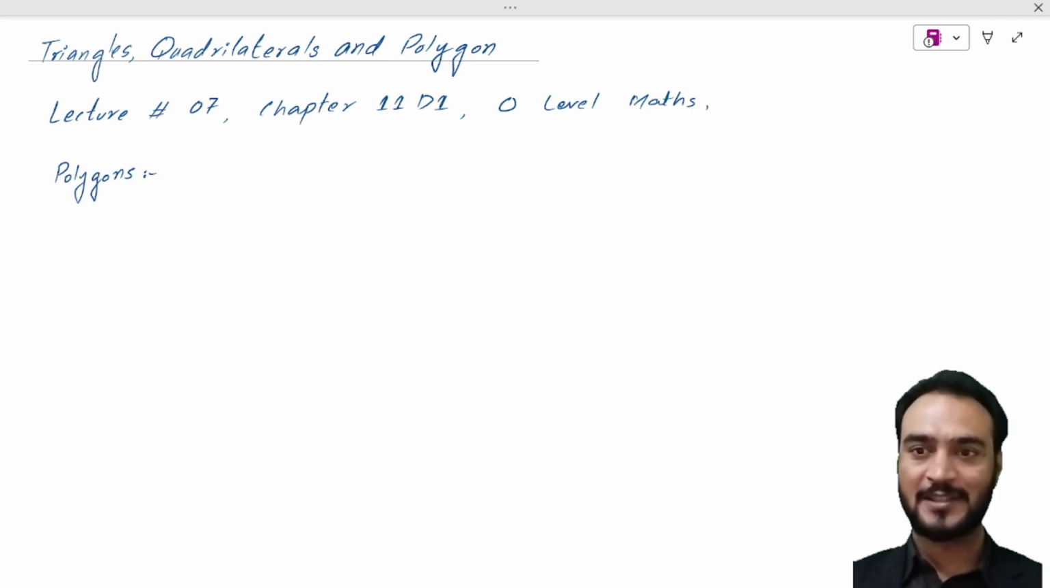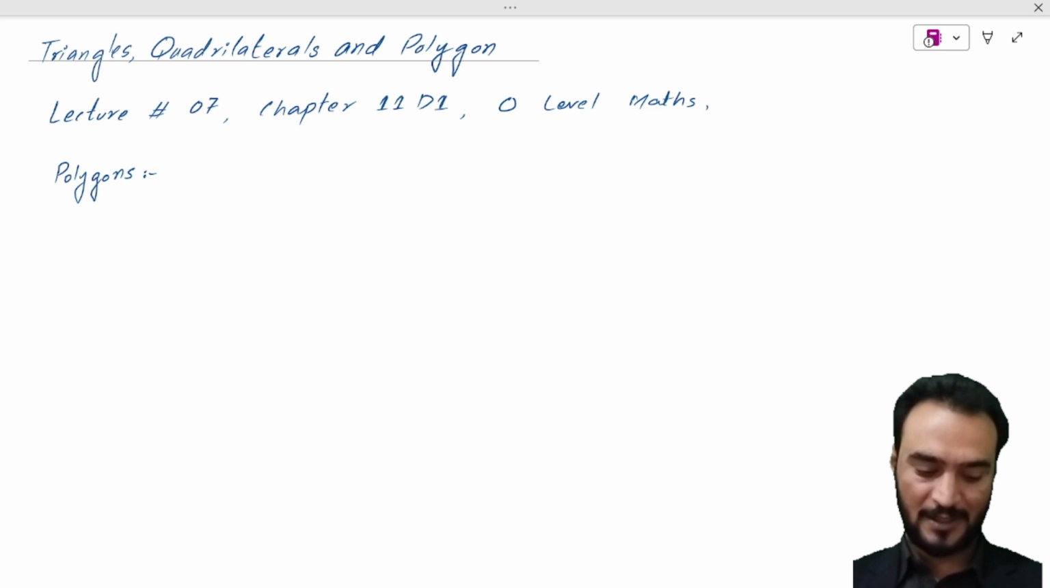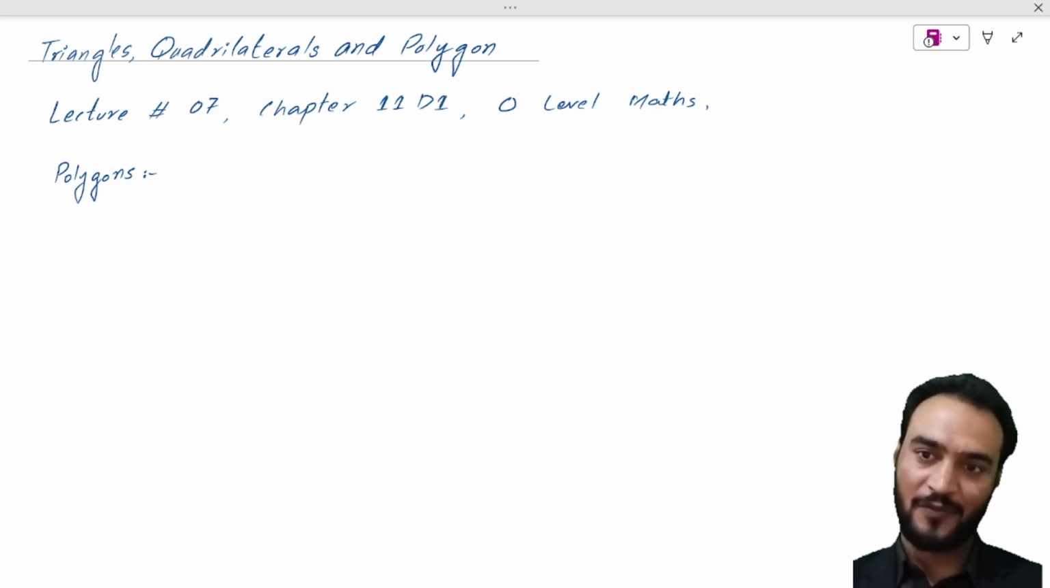Quadrilaterals, and polygon. This is lecture number 7, chapter 11, D1 Mathematics, O levels. And today I would like to discuss the basics about polygons. Let us define the polygon first.